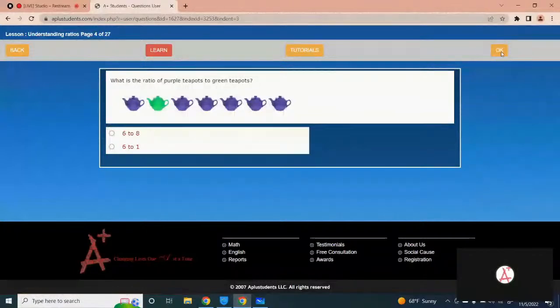What is the ratio of the purple teapots to green teapots? So how many are purple? 1, 2, 3, 4, 5, 6. 6 of them are purple and one of them is green. So the ratio is 6:1 because 6 of them are purple and just one is green. Got it? Just select the correct option, click on the OK button. So it would be 6:1.